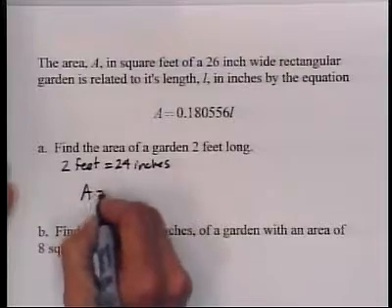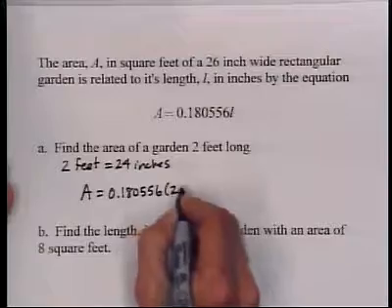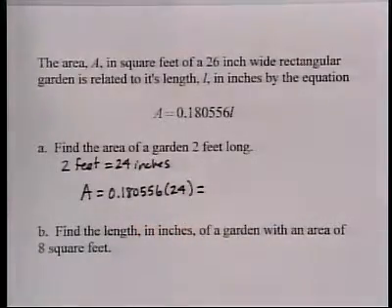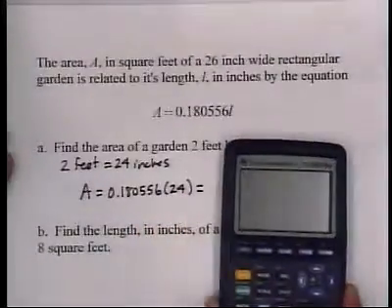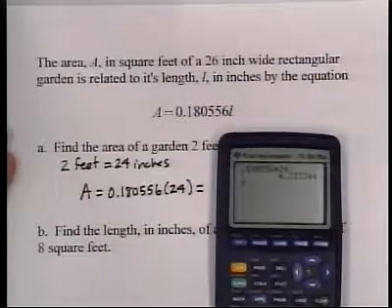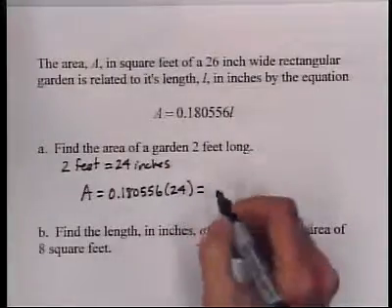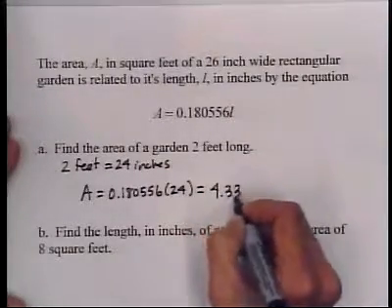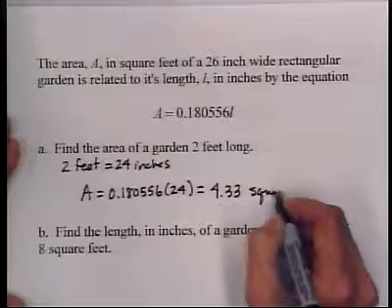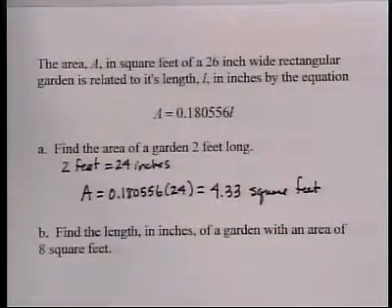So the area then will be 0.180556 times 24. And let's calculate a number using a calculator. 0.180556 times 24 is 4.333344. Let's round our answer to some convenient amount. 4.33 square feet.